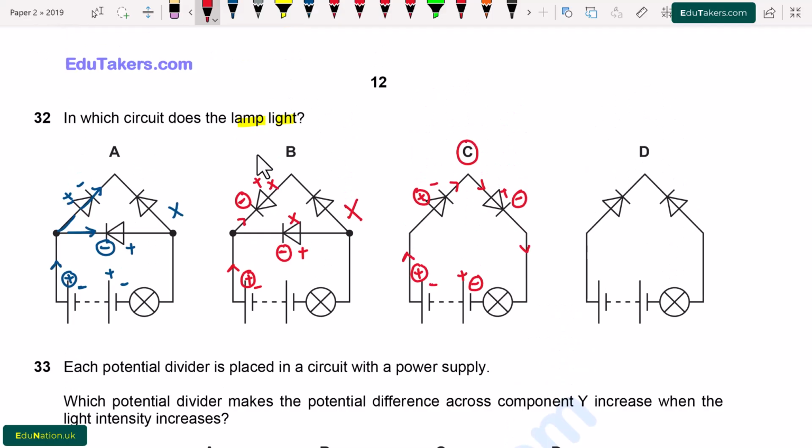We also check D. Here this is positive, negative. The positive terminal of the diode is connected with the negative. So this diode is reverse bias, due to which there is no current across the circuit. So D is also incorrect.